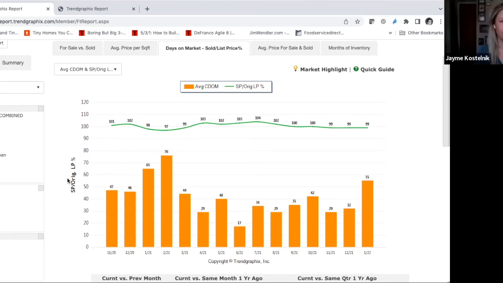I've tapped into a network in Columbus, where I have somebody down there pull some reports from their Trendgraphix on their MLS. Where it can get challenging is in the areas that are bifurcated and might have 2 different MLSs, like Northeast Ohio used to have 3 or 4, and then they consolidated.